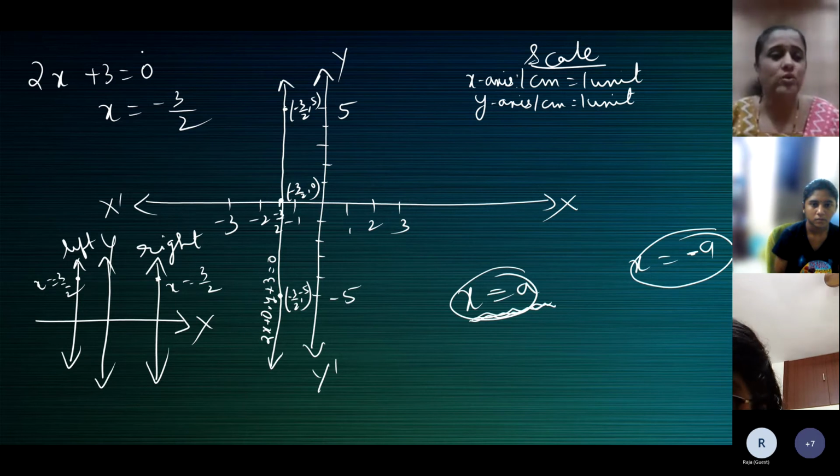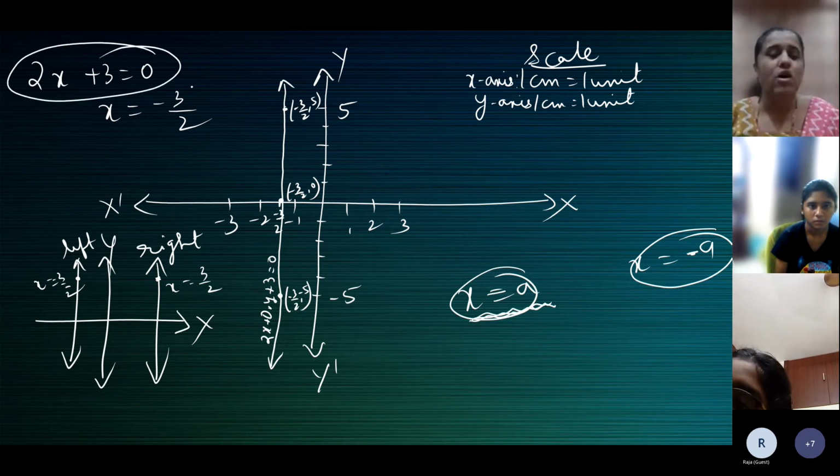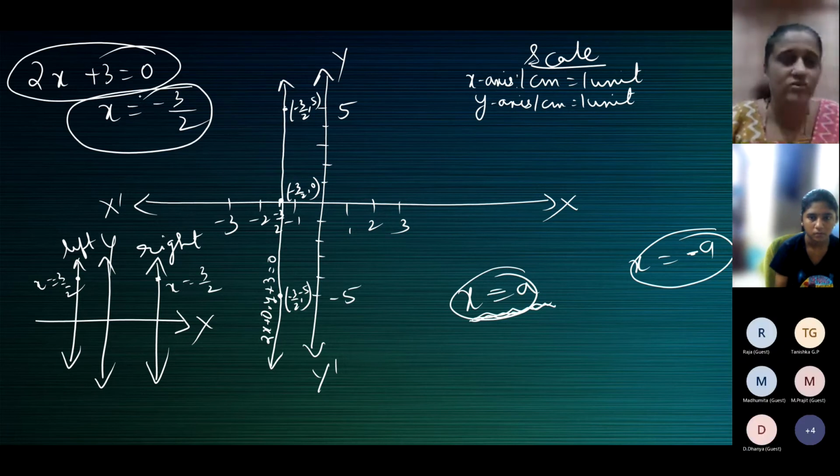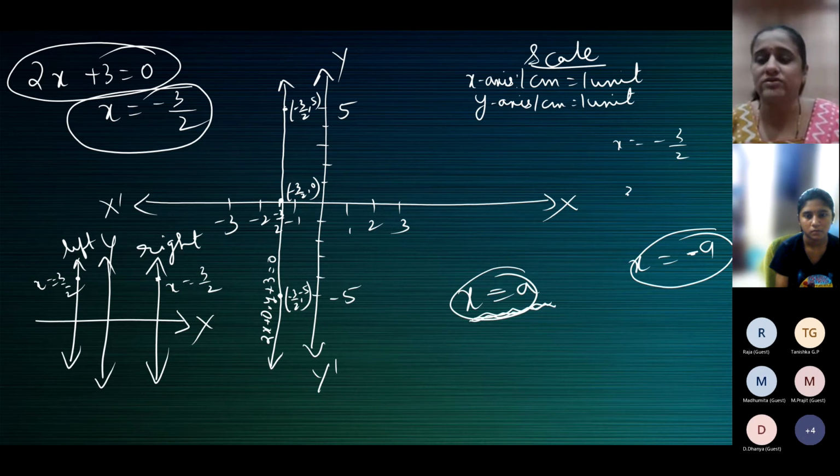So here we have 2x plus 3 is equal to 0. Or in other words, x is equal to minus 3 by 2. This 2x plus 3 is equal to 0 only if x is equal to minus 3 by 2. When you cross multiply, what do you get? 2x is equal to minus 3. 2x plus 3 is equal to 0. That equation only.